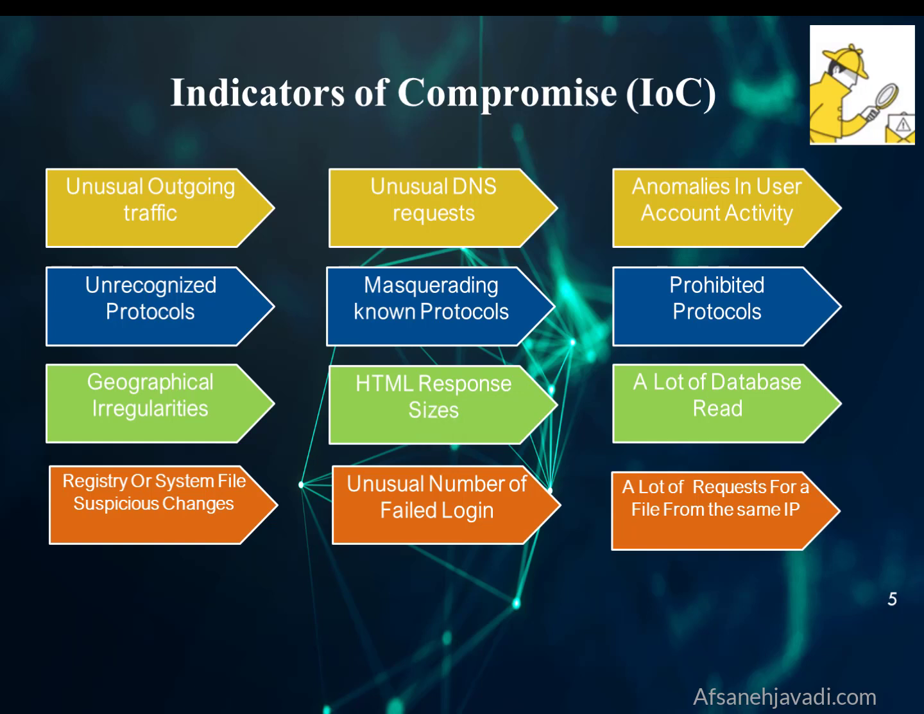The last indicator that we have here is a lot of requests for a file from the same IP. You know, when an attacker wants to get inside our site or just compromise a site, he needs a lot of actions to do and also a lot of exploit tries to find something that works for him. So if you see a lot of requests for the same file from a single IP address, it can be a sign of compromise.